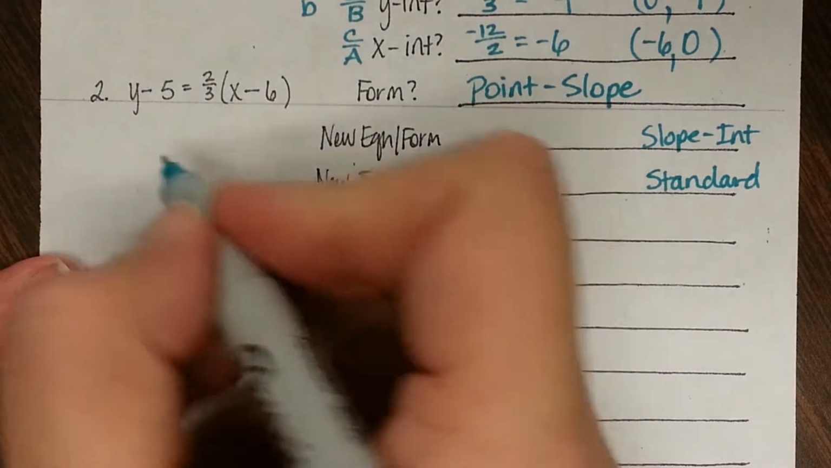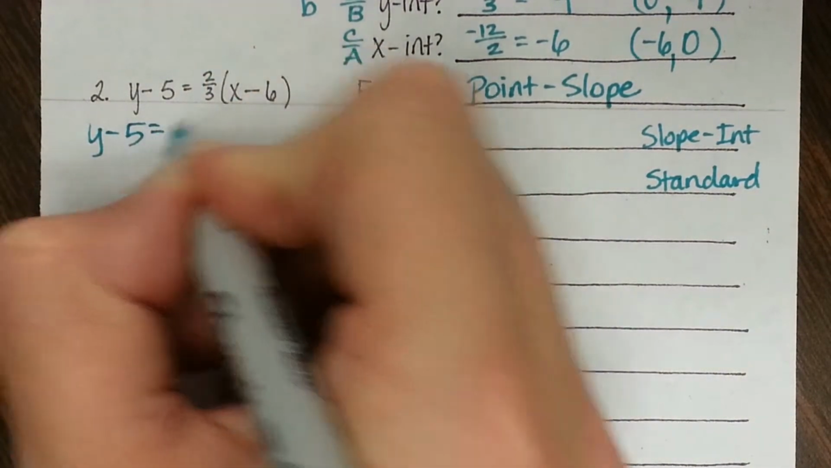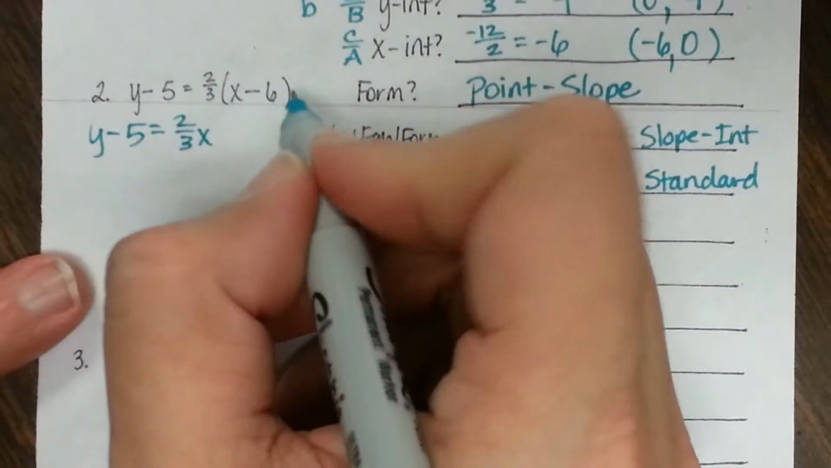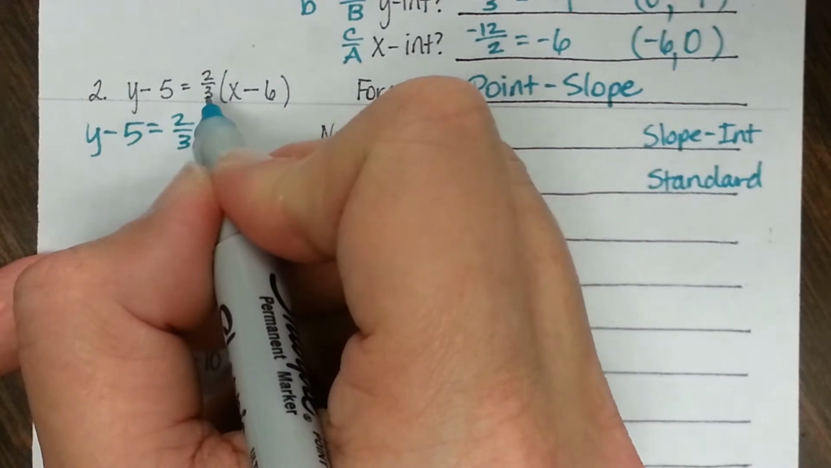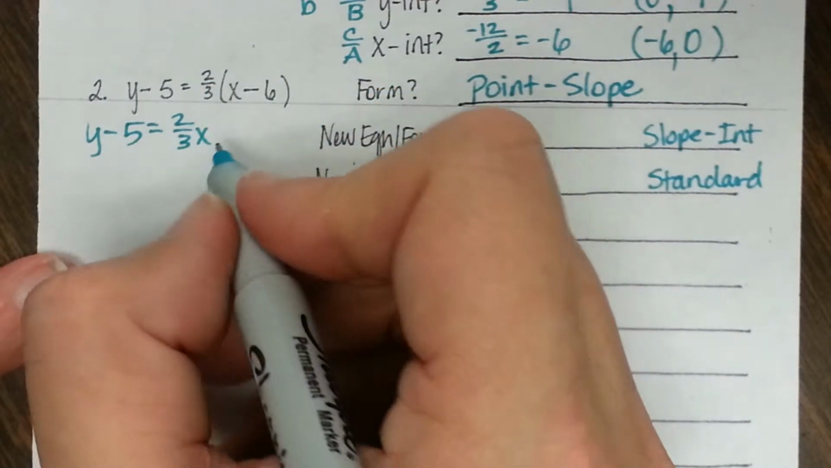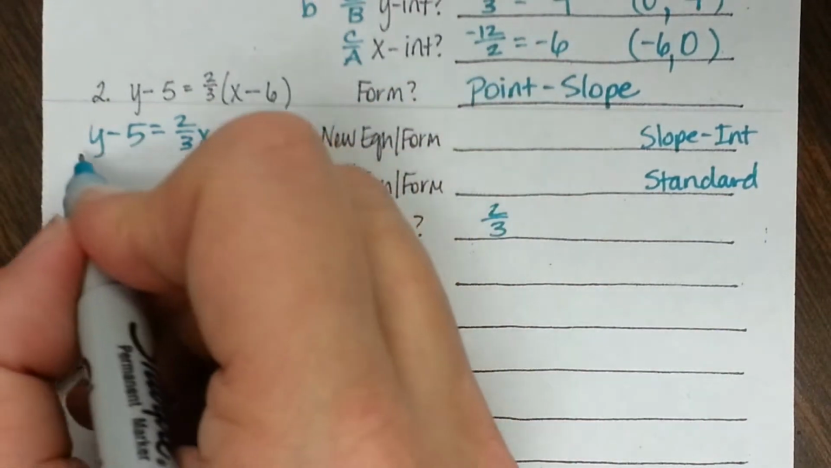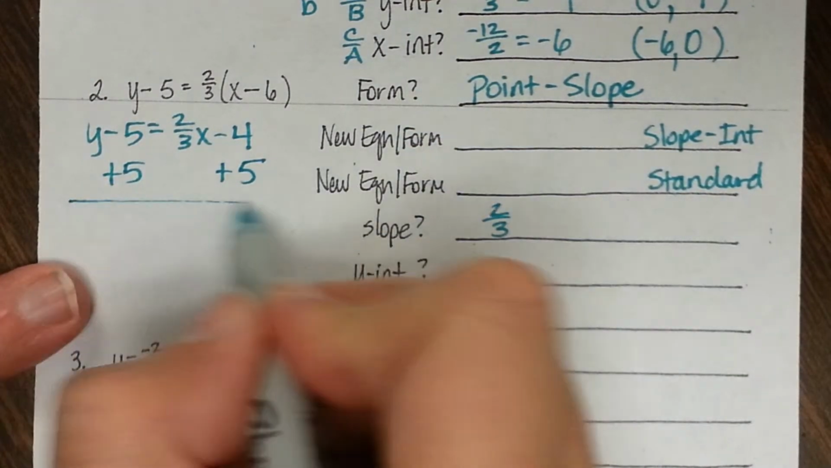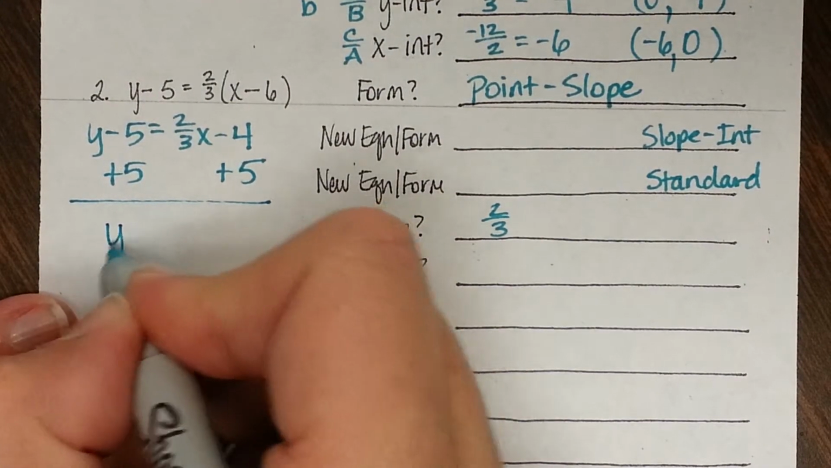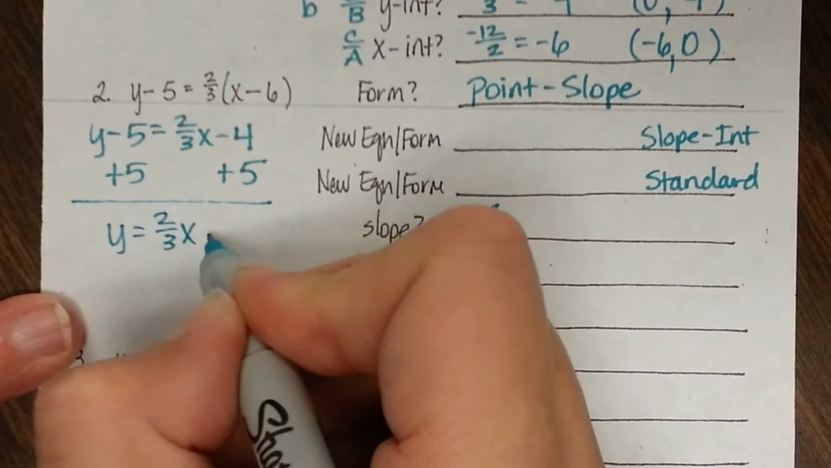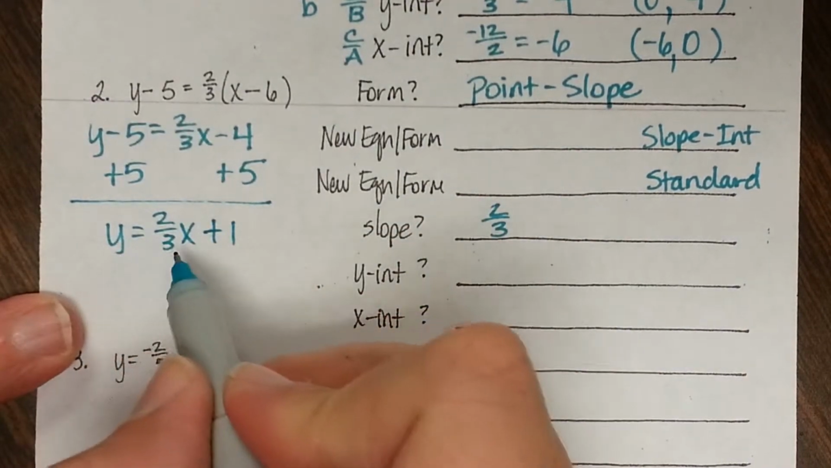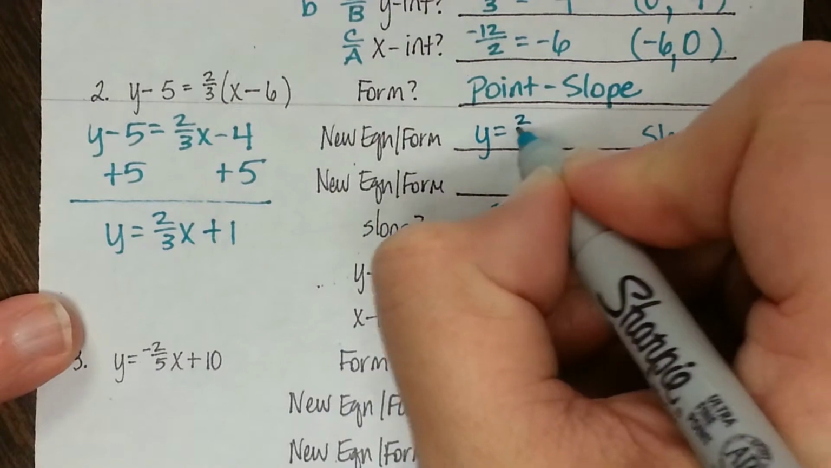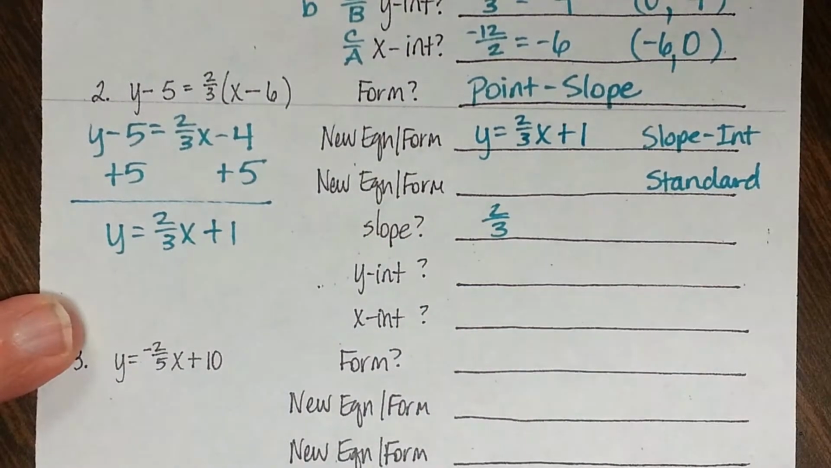First, I'm going to distribute the 2/3. So I have y minus 5 equals 2/3 times x is 2/3 x. 2/3 times 6, that would be 6 divided by 3, which would be 2, times 2, which would be 4. So I have a negative 4. Next, I'm going to add 5 to both sides. When I do that, I get y equals 2/3 x plus 1. Y equals mx plus b form. So that is slope-intercept form. Y equals 2/3 x plus 1.